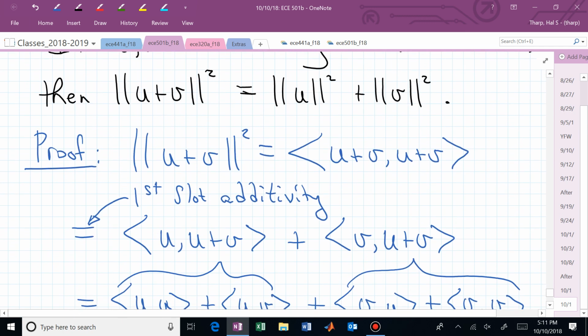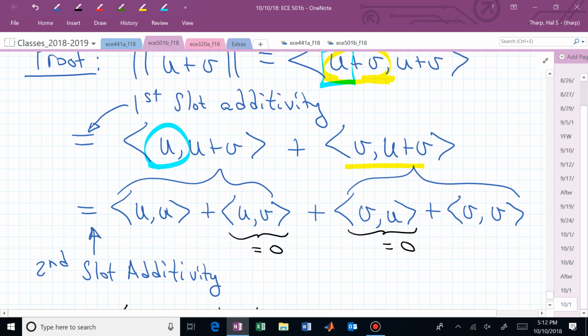So first slot additivity, did I make a mistake? So now what I was doing is I was looking at this and saying additivity of the first slot, I now need to look at this. So now that gave me this. And then the last one, this one, was right there. And then I did the same for the second slot.